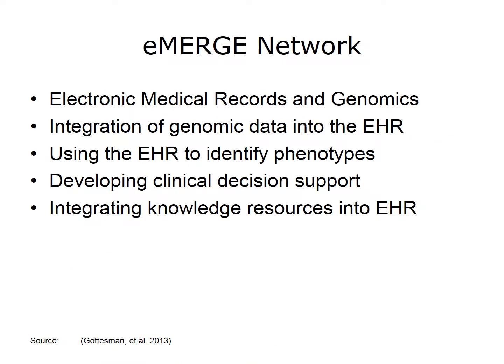The NIH-funded eMERGE network, as of the end of 2015, consists of 9 institutions. eMERGE stands for Electronic Medical Records and Genomics. Each of the 9 institutions obtains both clinical and genomic data from individuals, but they also use the electronic health record to identify phenotypes for different diseases. They have a library of phenotypes that others with EHRs can use. Current foci for eMERGE are integrating genomic data into the EHR and integrating clinical decision support and knowledge resources for precision medicine into the EHR.